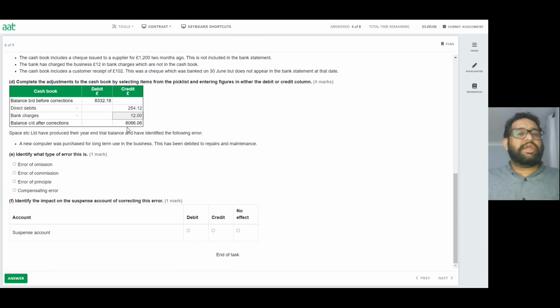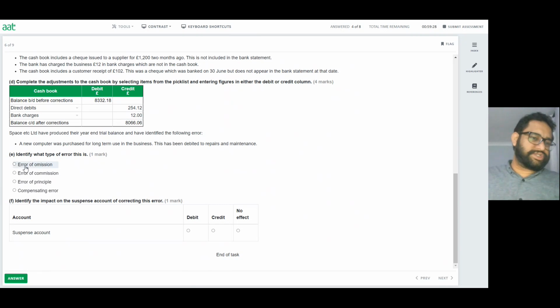Now if you see that here, the new balance carried down after you're done is £8,066 and 6 pence. Let's say this: the cash book includes a customer receipt of £102. This was a cheque which was banked on 30th of June, and does not appear on the bank statement to that date. So that means this is another timing difference, similar to the cheque we have given to the supplier. This will eventually appear in my bank statement once it's gone through the clearing process.